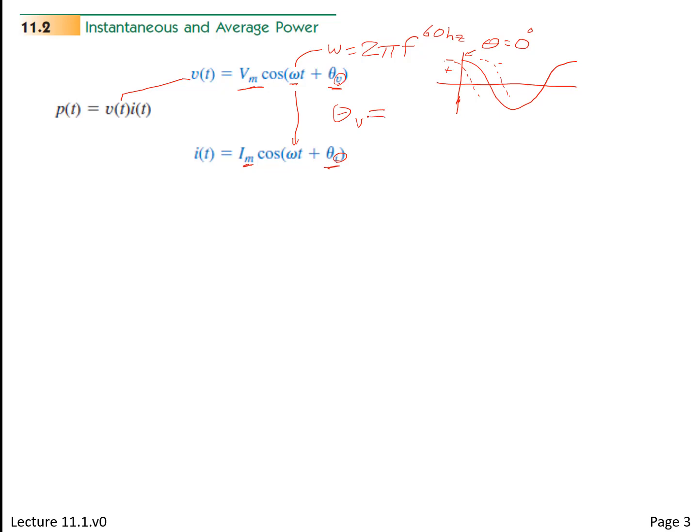Theta sub V does not have to be theta sub I. It might be. Where will these two be the same? In a resistive load. The thetas are equal. Okay? The resistive load, they're going to be equal.